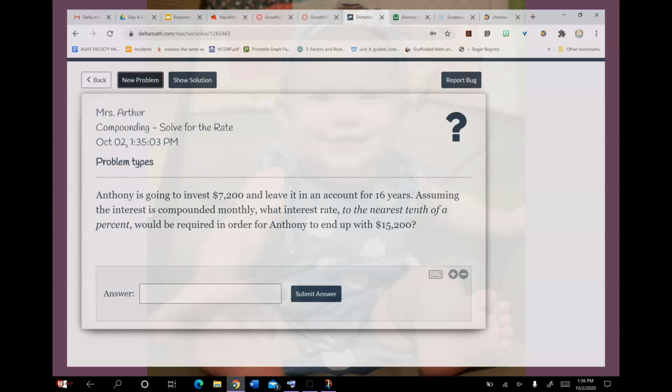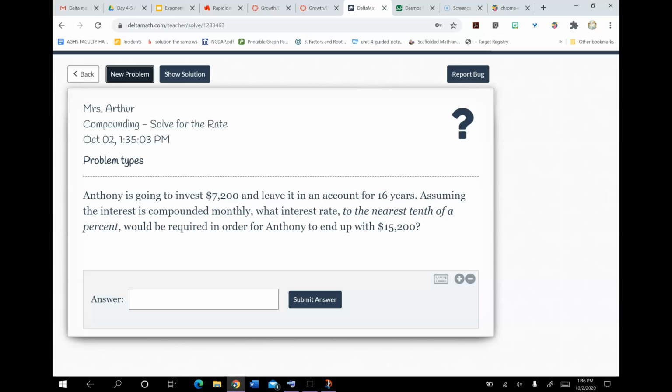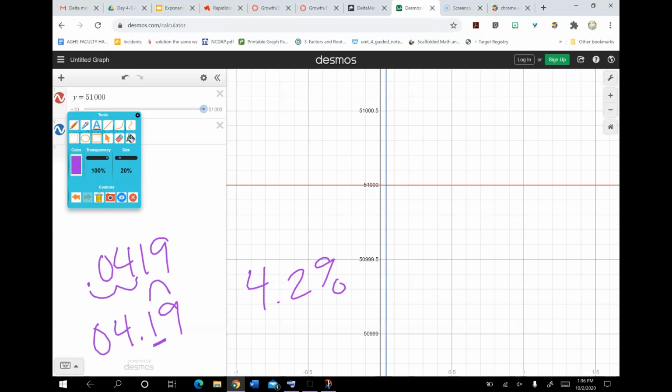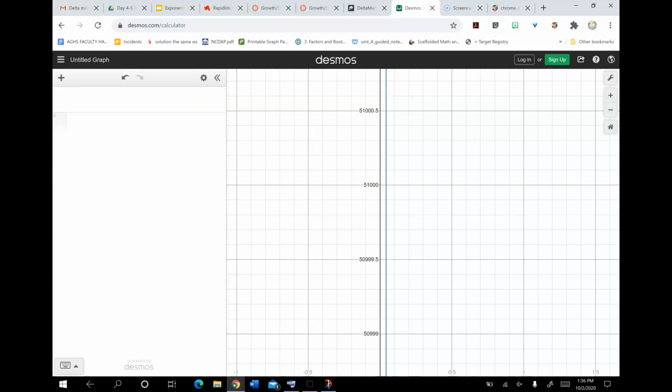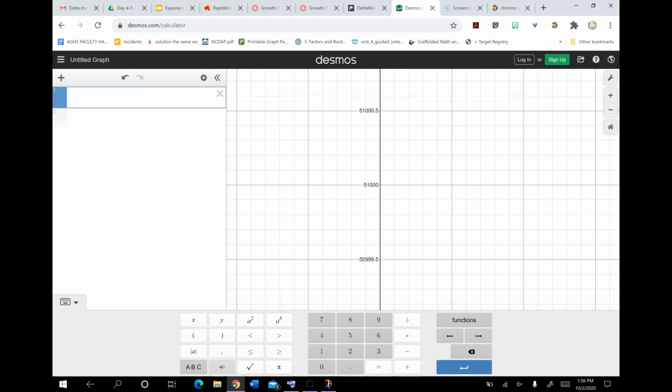Okay, let's go to the Desmos. Come on, Desmos. Here we go. Trash it, exit, exit, exit. All right, so left-hand side line 1. So it's going to be Y equals 15,200. Yep. Line 2 is going to be right-hand side, which is Y equals 7200.